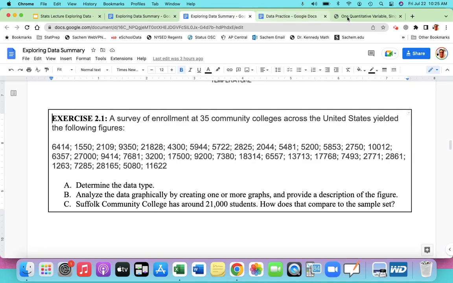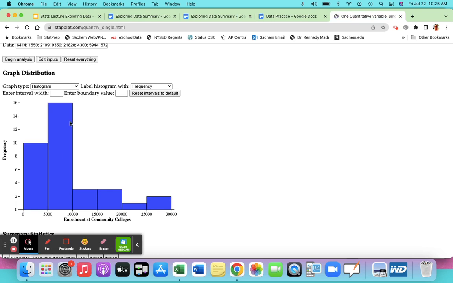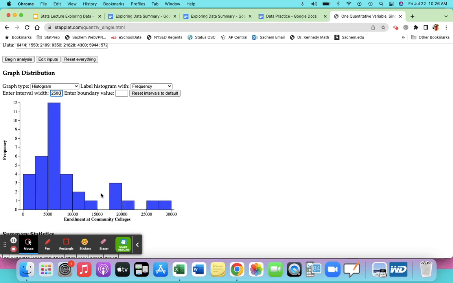Where's my box plot? Let's see, here it is, Stapplet. Oh, by the way, you can play around also with the range. Stapplet picks a default range, 0 to 5,000, but let's say you wanted to go from 0 to 2,500. You could enter your own range there and you get twice as many bars, and you can start to see little gaps here. It still peaks early. I would still call this right skewed, but you have more bars here.